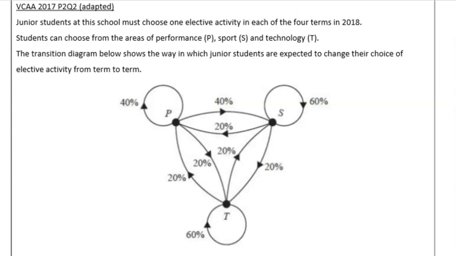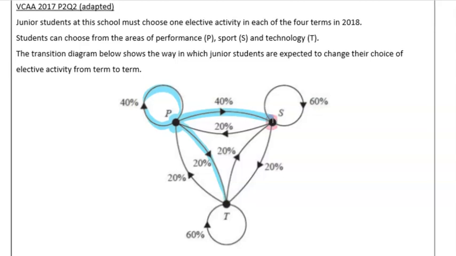Students can choose from the areas of performance, sport and technology. The transition diagram below shows the way in which junior students are expected to change their choice of elective from term to term. Remember, each of those vertices, the points, is a location, or in this case one of the subject areas. So we can see here P for performance, that of the students who choose performance in one term, 40% will choose performance again. Another 40% will move and choose sport, and 20% will move and choose technology. And that's the same for the other 2 as well.